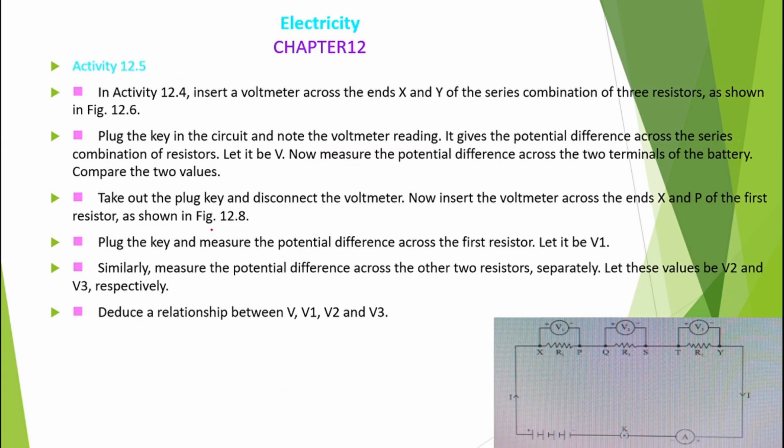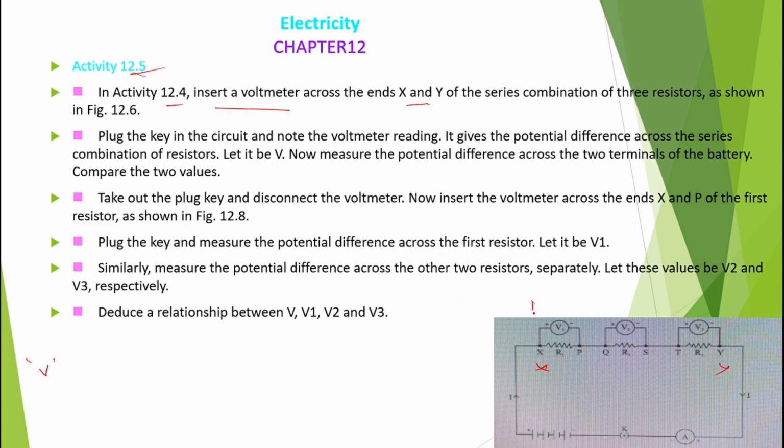So next, again, activity 12.5 is one more activity. Here, what he is doing, he is checking potential difference, voltage. So in activity 12.4, insert a voltmeter across the ends X and Y. This is X end, this is Y end. Okay, series combination, three resistors as shown in the figure.